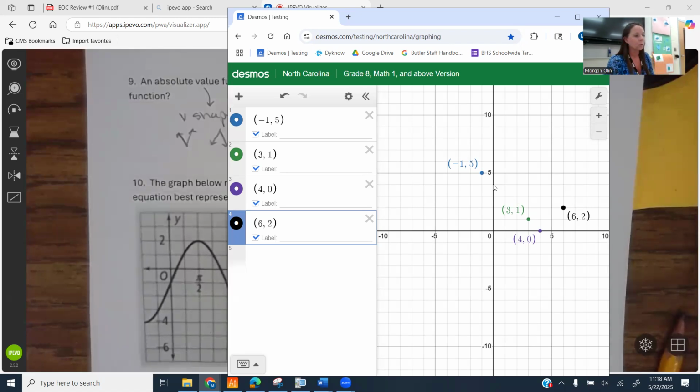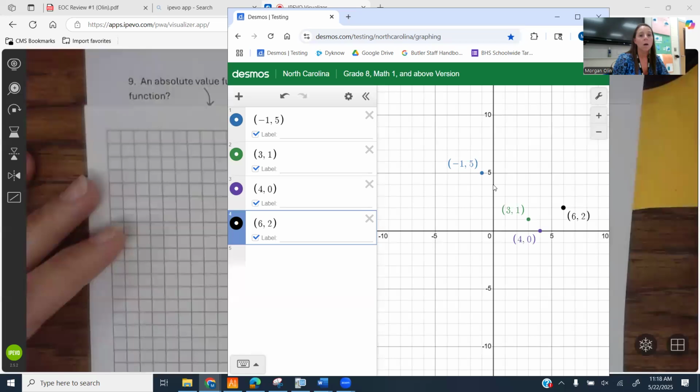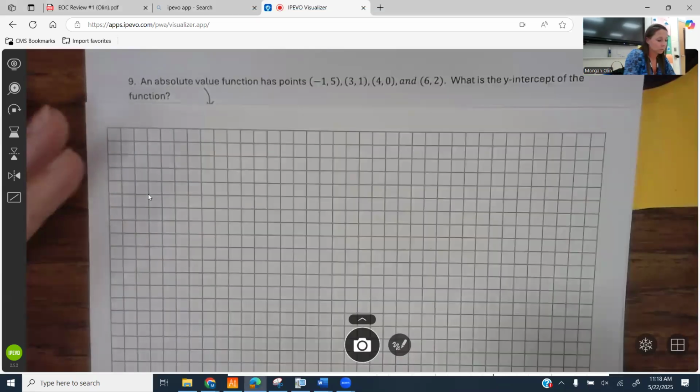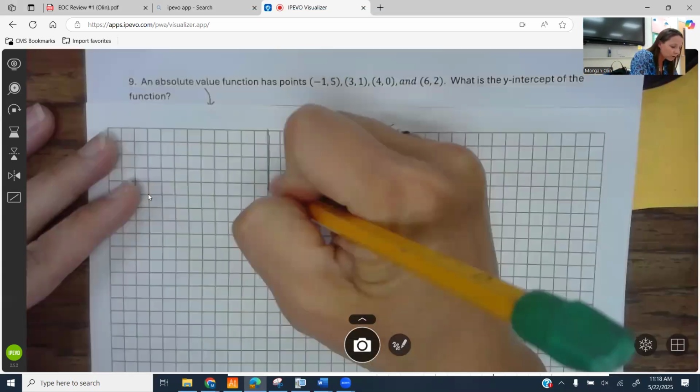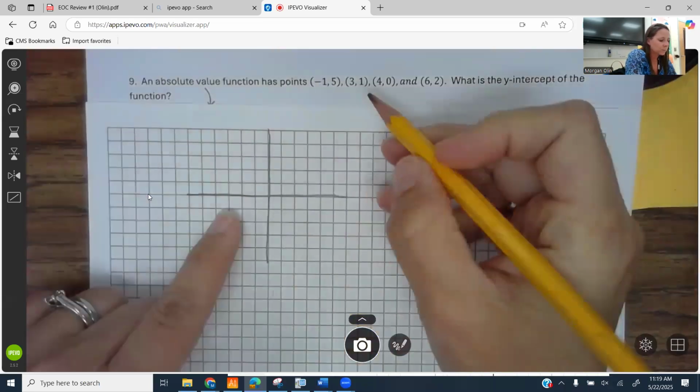Now, if you want to, and I've got to go grab it right quick, you're going to have a sheet of graph paper, okay? Use this graph paper as well. You need to write things down throughout the EOC, okay? And we can plot these points.